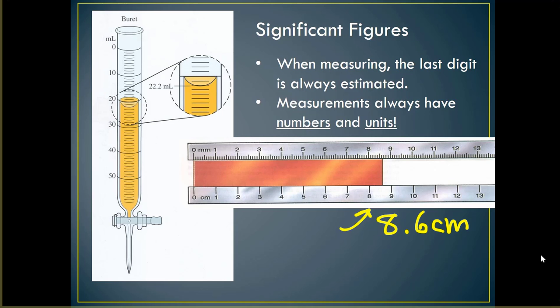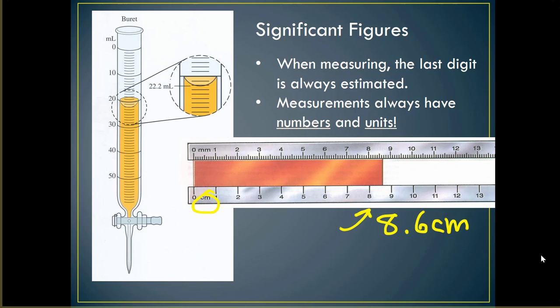So I was able to measure both these numbers. So I know the 8 for sure, and then I estimated one more digit. That's the 6. And then whenever you measure, you always want to include the unit. So I look at the unit that the ruler is measured in. It's centimeters, so I am going to put the unit cm for centimeters.